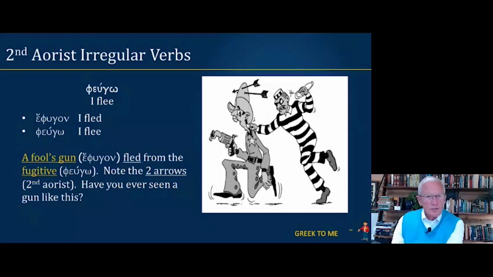Lambano becomes elabon, and here we have an L-bone for elabon, took and received a lambasting from the two arrows. So an L-bone for elabon took and received a lambasting. Pheugo. This isn't too bad. The second aorist is ephugon. So we have pictured here a fool's gun fled from the fugitive. Fugitive helps us with pheugo. Notice the two arrows.